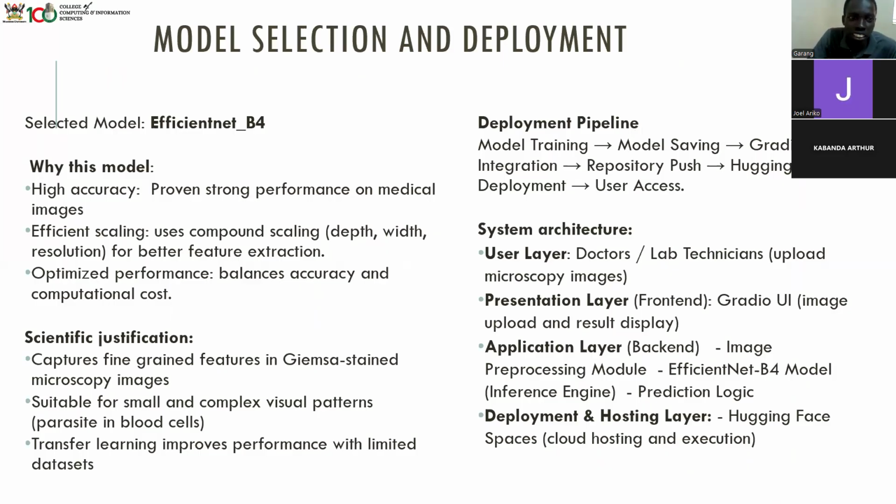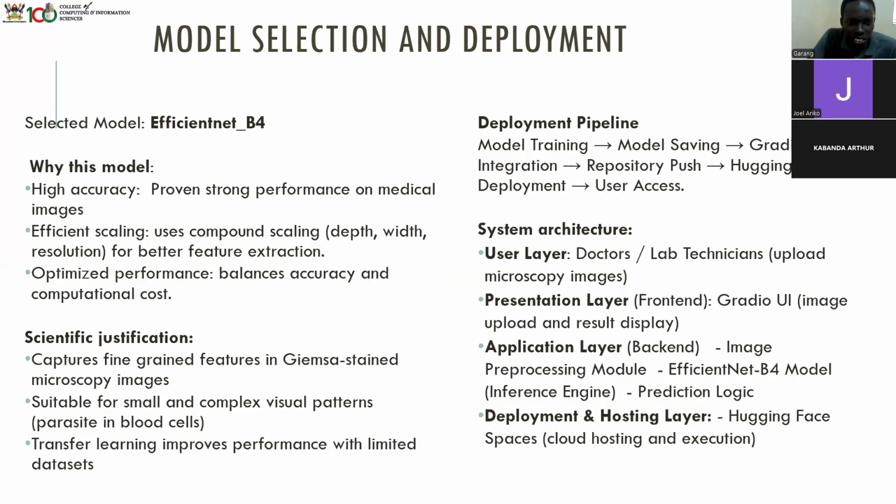Model selection and deployment. We selected EfficientNet B4 because it had the highest accuracy for the training. It also proved strong performance on medical images. Then efficient scaling, using compound scaling of depth, width, and resolution for better feature extraction. So when you do scaling with this model, it performs very well. Then optimized performance, it balances accuracy and computational cost.